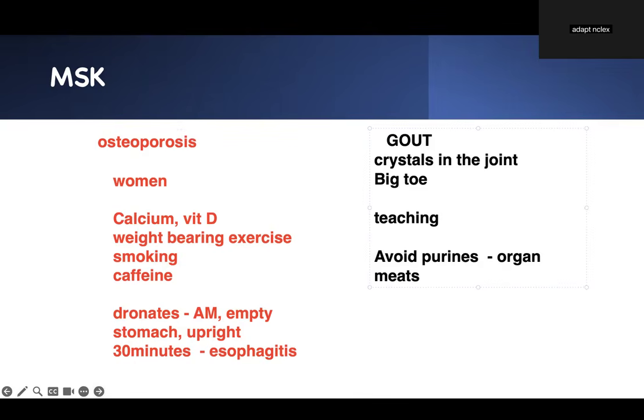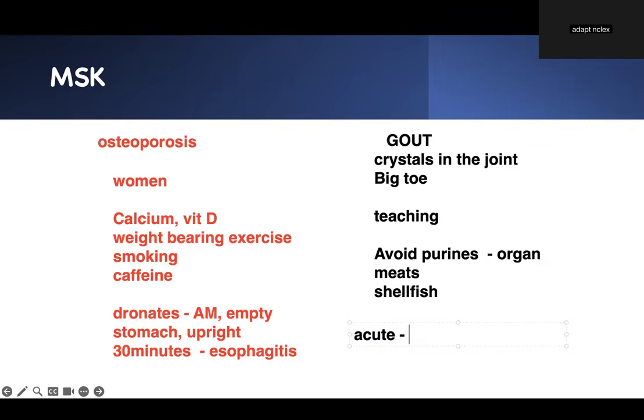Use the word organ meat so that you can avoid it. And shellfish, they should avoid it. What is the treatment? There's a chronic and acute. This is classic NCLEX. Most people forget. Acute phase means there's nothing you can do except take care of the inflammation. So NSAIDs.